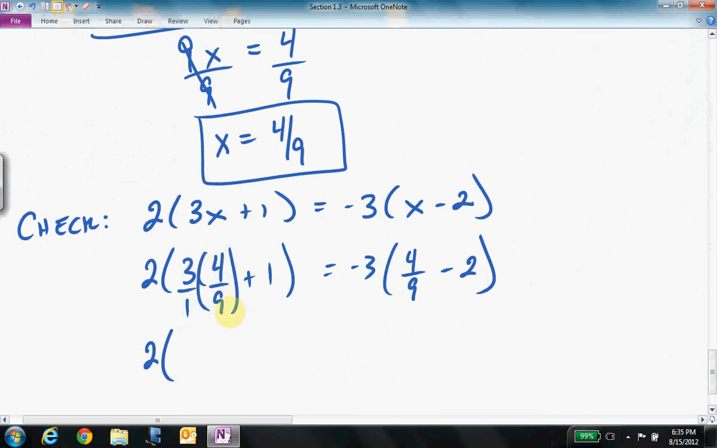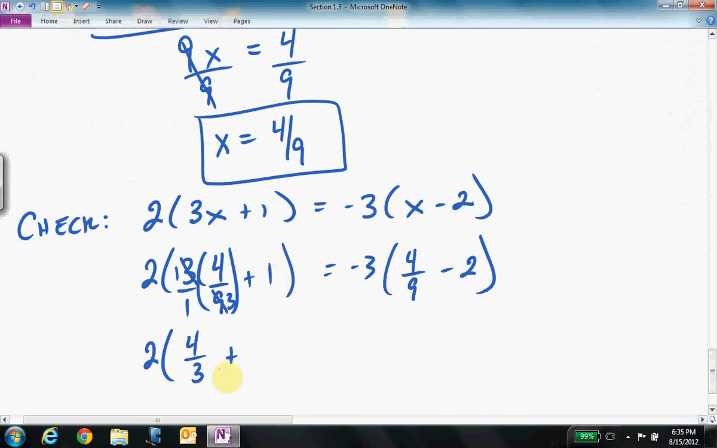But 3 can go into 9. 3 can go into 9 3 times. And then 3 goes into itself once. So I've got 1 over 1, which is 1, times 4 divided by 3. So I'm left with 4/3 here, plus 1.